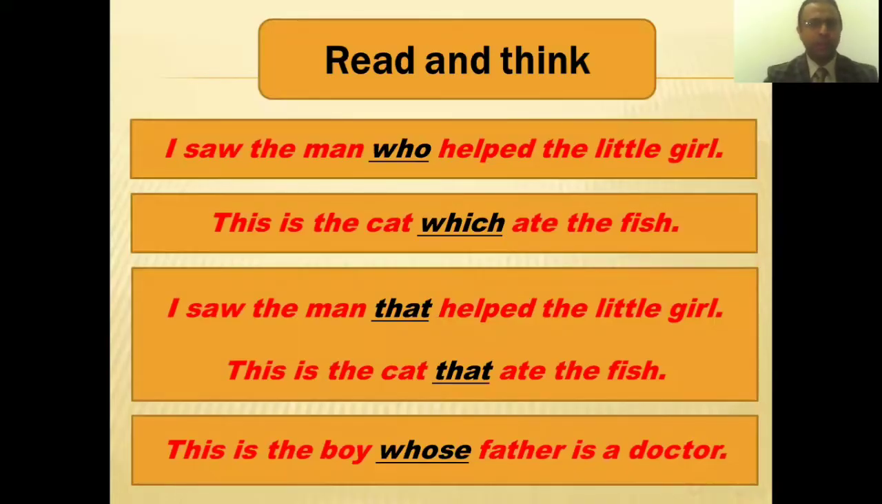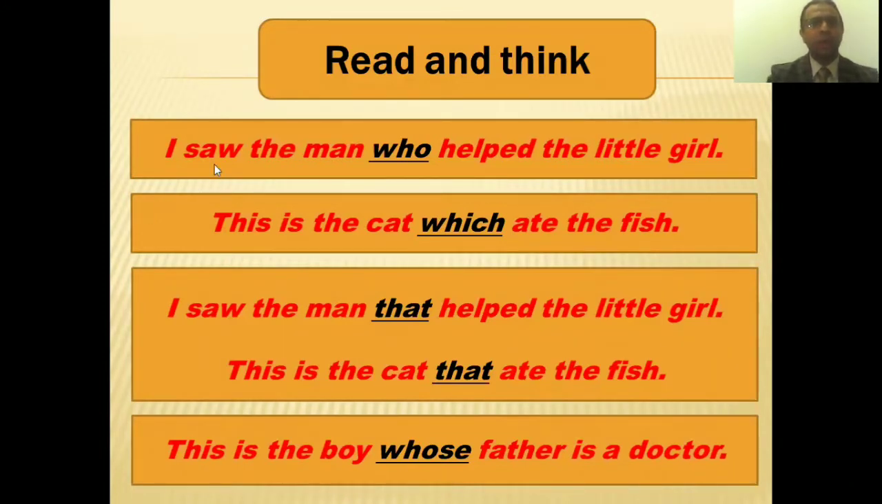Firstly, let's read and think about these sentences. Number 1, I saw the man who held the little girl. Number 2, this is the cat which ate the fish. Number 3, I saw the man that held the little girl. Number 4, this is the cat that ate the fish. Last one, this is a boy whose father is a doctor.